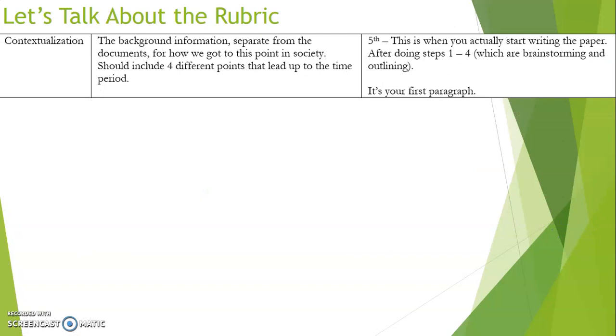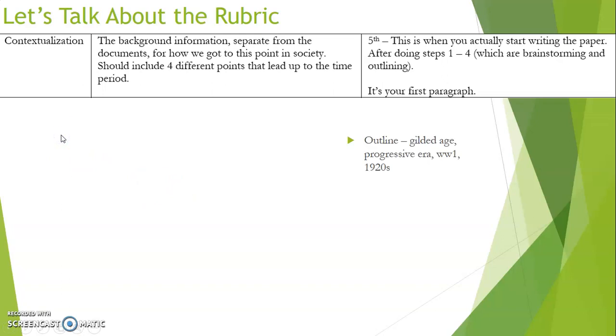All right, now we get to the part where you would actually start to write. Everything else is kind of outlined first, and then you go back up and you start with your contextualization. Contextualization is explaining how we got to this point in society. You have to have 4 different points or 4 different events that led up to this point in society. It's always smart to try to have your contextualization match with the theme of your prompt. If it's about society, then you'd want your other points to be about society.